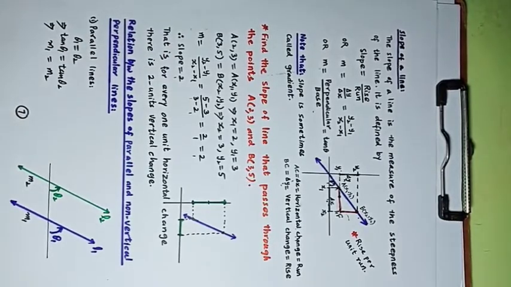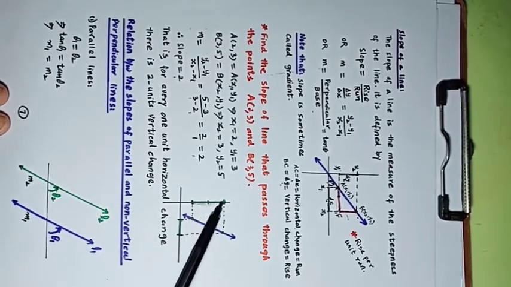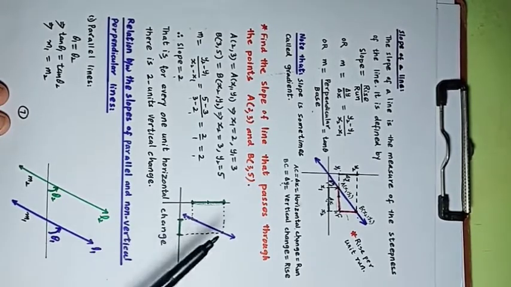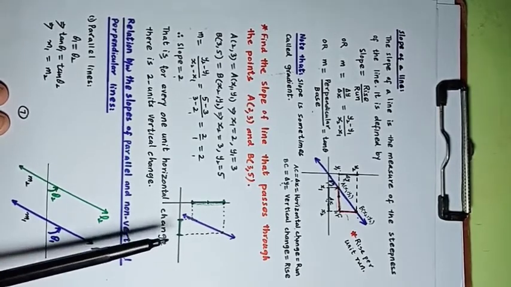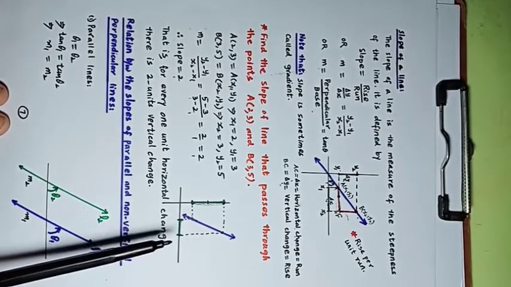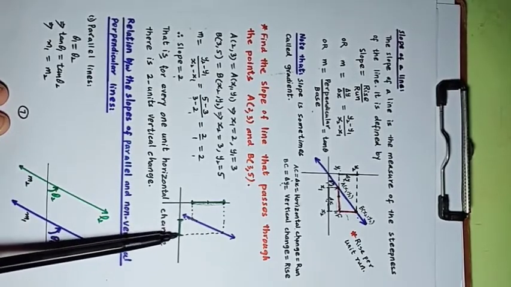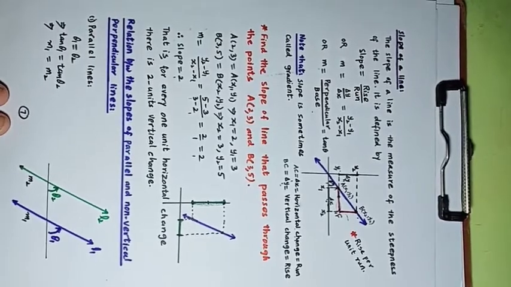What does this slope mean? Dear students, here we observe that there is a 2 unit of rise for a single unit of run. So when the slope is 2, it shows that for each horizontal unit of change, there are 2 units of vertical change. And this is the end of this video.